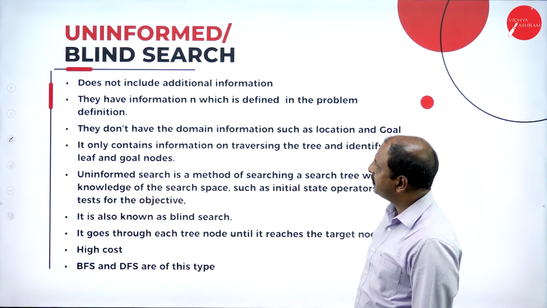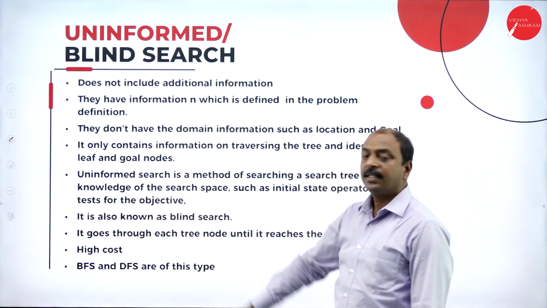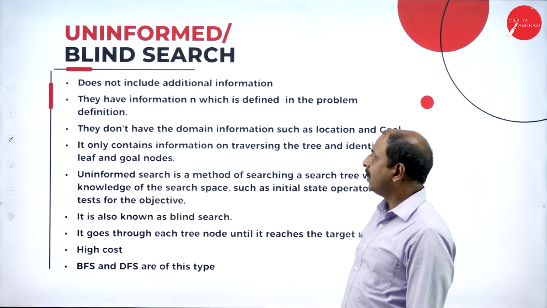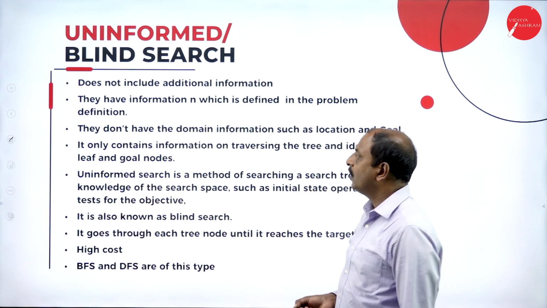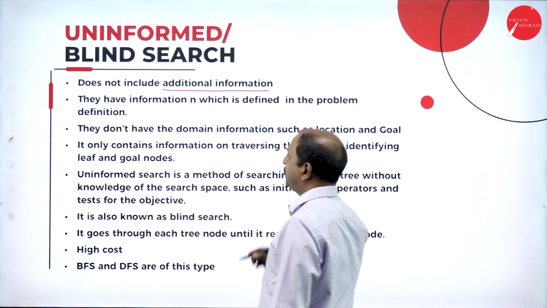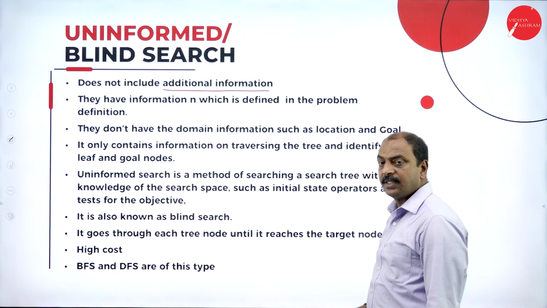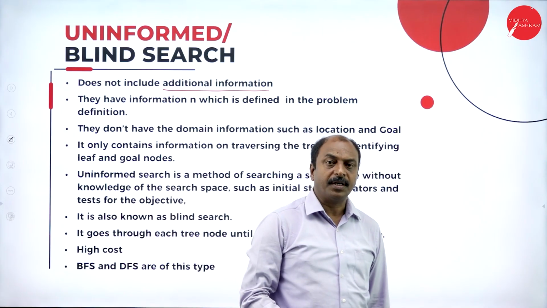In the next slide, we will see uninformed or blind search. Let us see the factors or the definitions of uninformed or blind search. The first one is that it does not include additional information. What is the meaning of this? For any problem to be solved, we have to provide data or input.